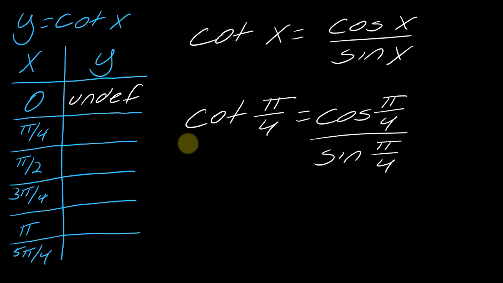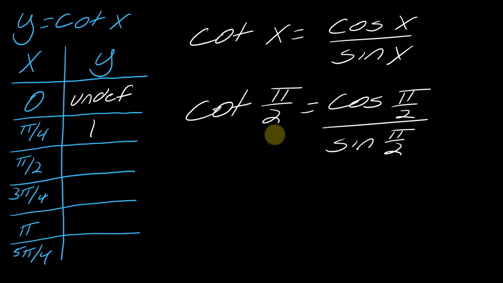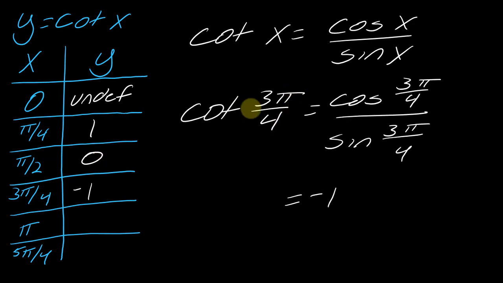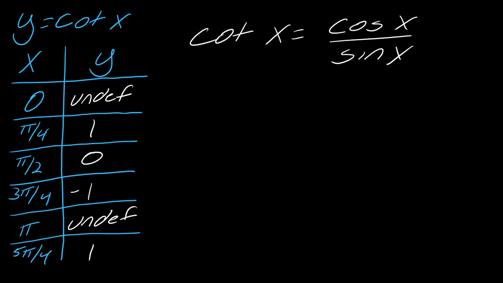Then I can move on to cotangent of pi over 4, so that's the next entry. Cosine of pi over 4 and sine of pi over 4, this is just going to come out to square root of 2 over 2 divided by itself, so that will equal 1. Then I have cotangent of pi over 2, so moving down the table, plugging these parts in, I will get 0 over 1, so that comes out to 0. And then 3 pi over 4, so this will give me negative square root of 2 over 2 over square root of 2 over 2, so this will ultimately simplify to negative 1. And then finally, cotangent of pi. This will come out to negative 1 over 0, so this will be undefined, so just pointing that out.